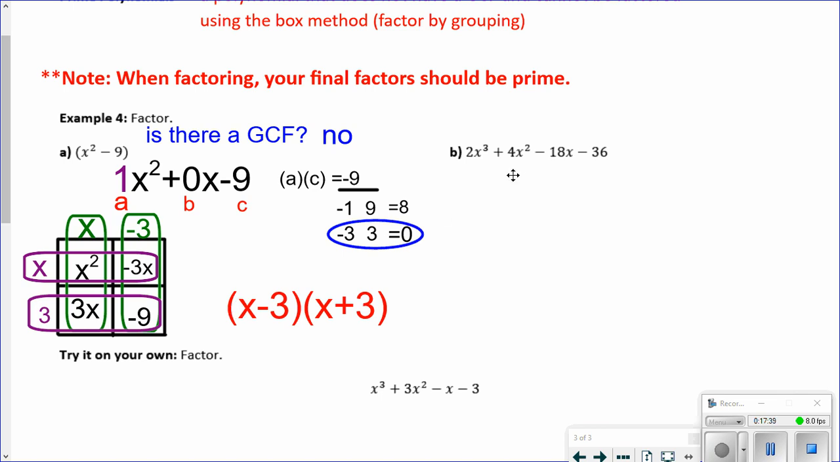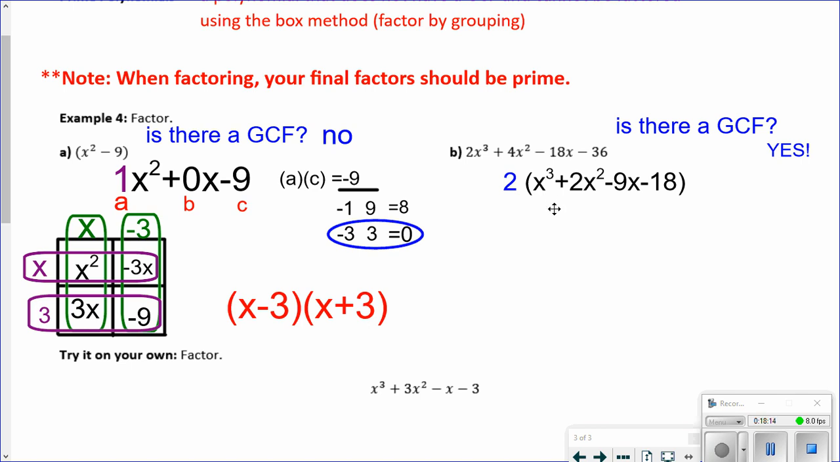Okay? The next one. So the first thing I need to do is ask, is there a GCF? Can I divide them all by something? Well, I've got 2, 4, -18, and -36. I can divide them all by 2. So yes, there's a GCF, and if there is, I should pull it out. That's really all I can take out, though, because they don't all have x's. So I went ahead and took out the 2, and I wrote what was left over.